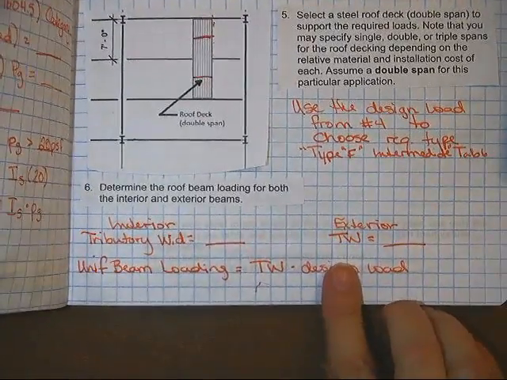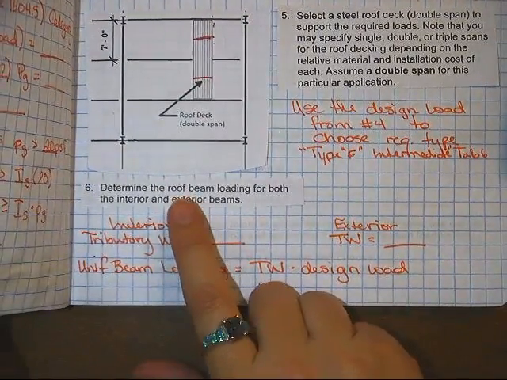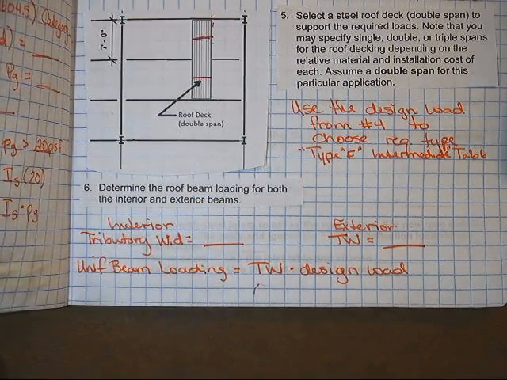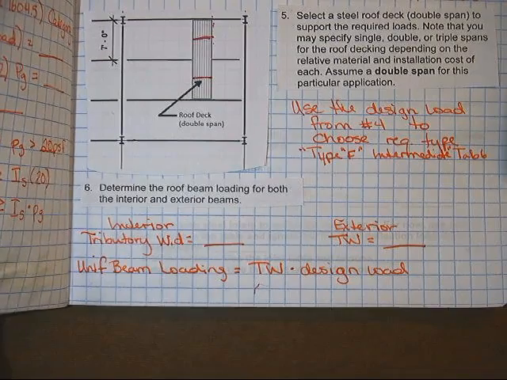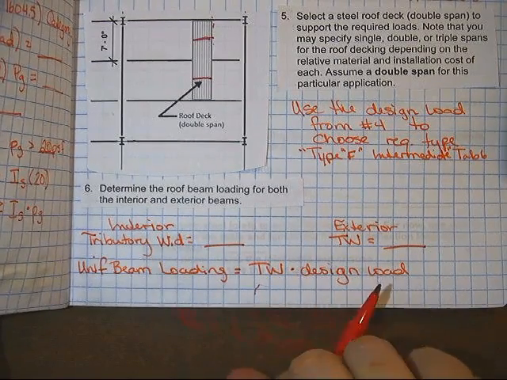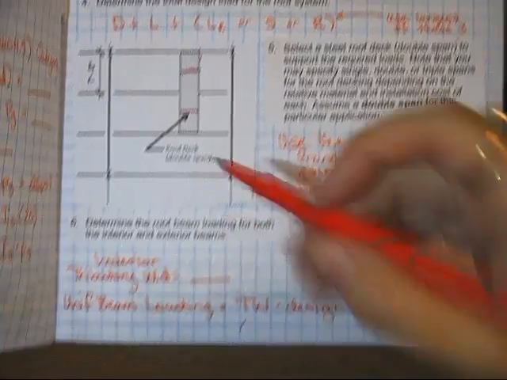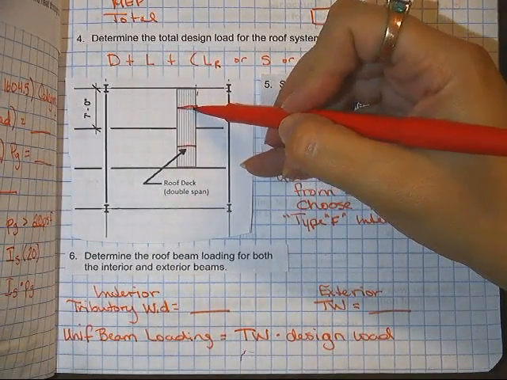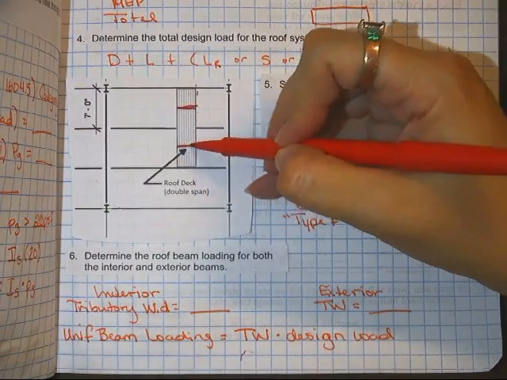Number 6, determine the roof beam loading. So first we need to find the tributary widths. We talked about that in the PowerPoint. And we're going to do it for an interior and an exterior beam. For an interior beam, that's like this one right here. The width is going to go from the middle of this span to the middle of this span.